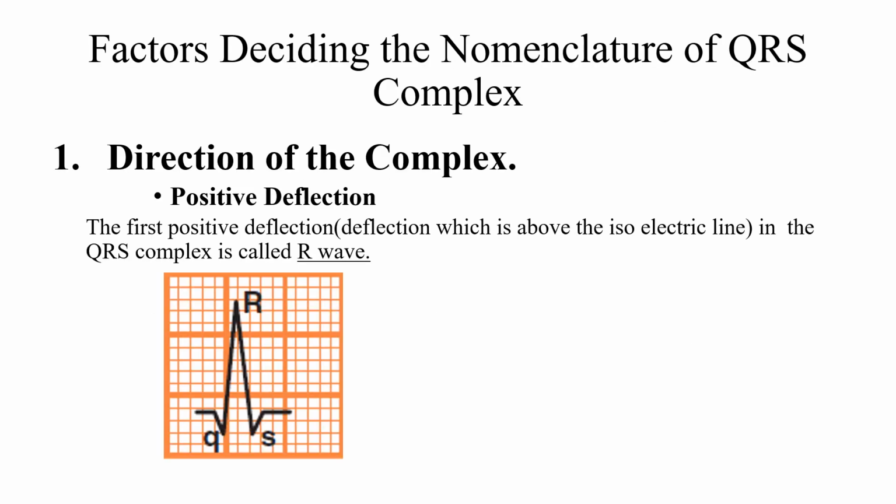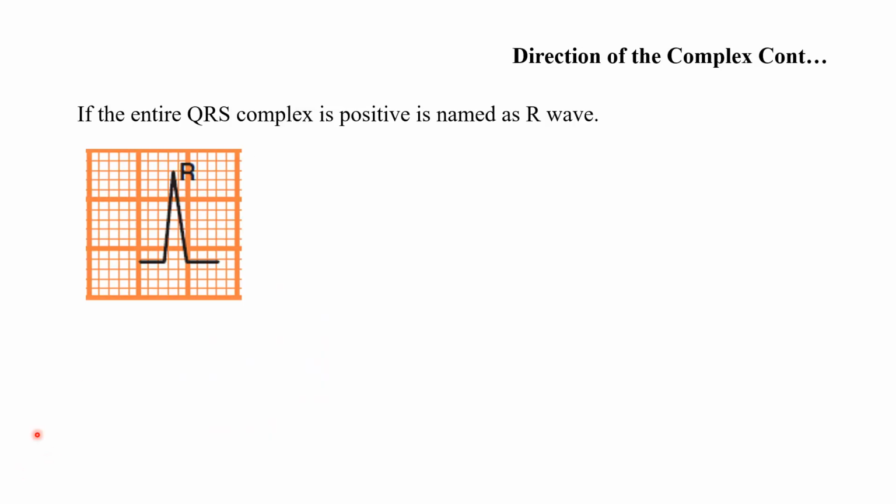Now, we'll check what are the factors deciding the nomenclature of the QRS complex. First one, direction of the complex. Positive deflection. A positive deflection means a deflection which is above the isoelectric line. The first positive deflection in the QRS complex is called R wave. If the entire QRS complex is positive, it's named as R wave.